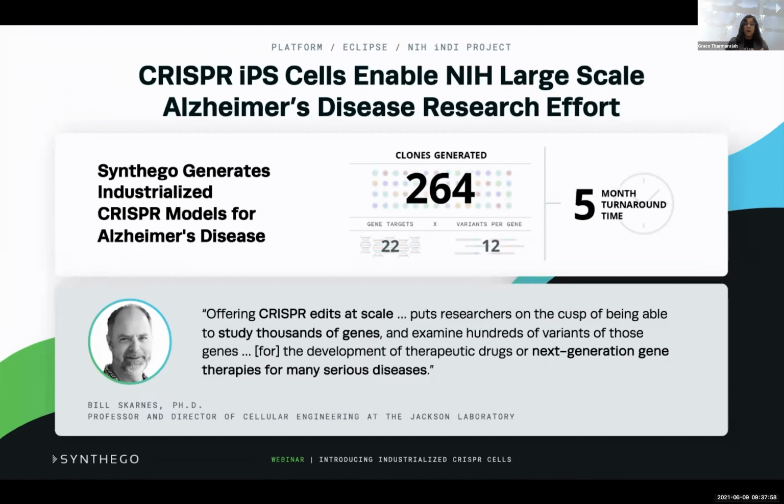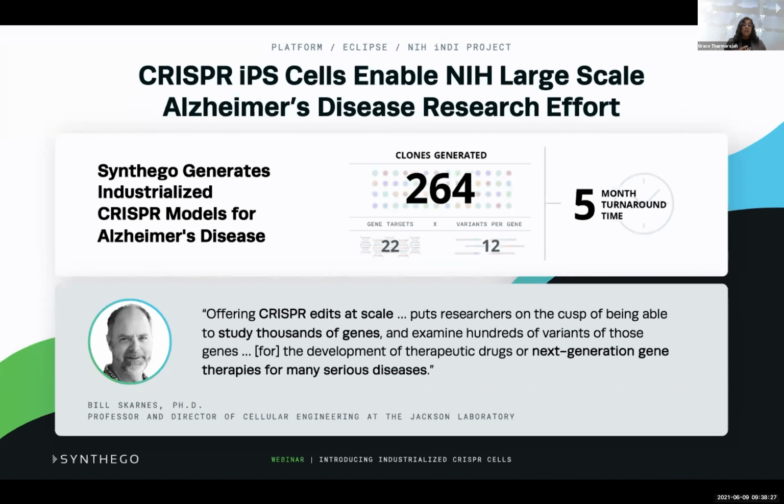Our platform enabled the high throughput editing of iPSCs. And so using our platform, we were able to generate 264 clones, to be exact, if you will. But really, we generated homozygous and heterozygous variants across 22 gene targets. And we did this in just a few months, with the majority of the work being done within about 5 months.